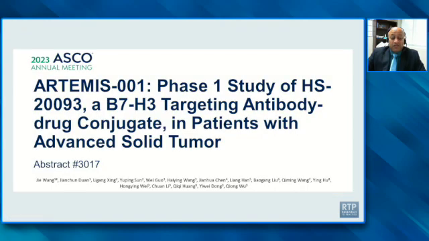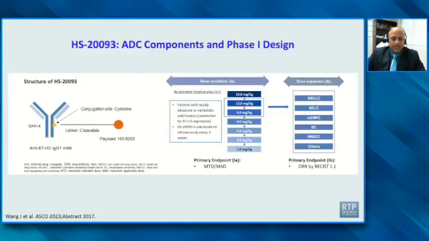And lastly, this is the third compound that we'll talk about. It's another B7-H3 antibody drug conjugate, HS20093. And similar to some others, the payload is a topoisomerase 1 inhibitor. This escalation design, as you can see here, is very similar to others that we've talked about today, where 8 milligrams per kilo and 12 milligrams per kilo were the doses that were moved forward. And then in the expansion phase, typical non-small cell lung cancer, small cell lung cancer, metastatic castration-resistant prostate cancer, and so on were studied.